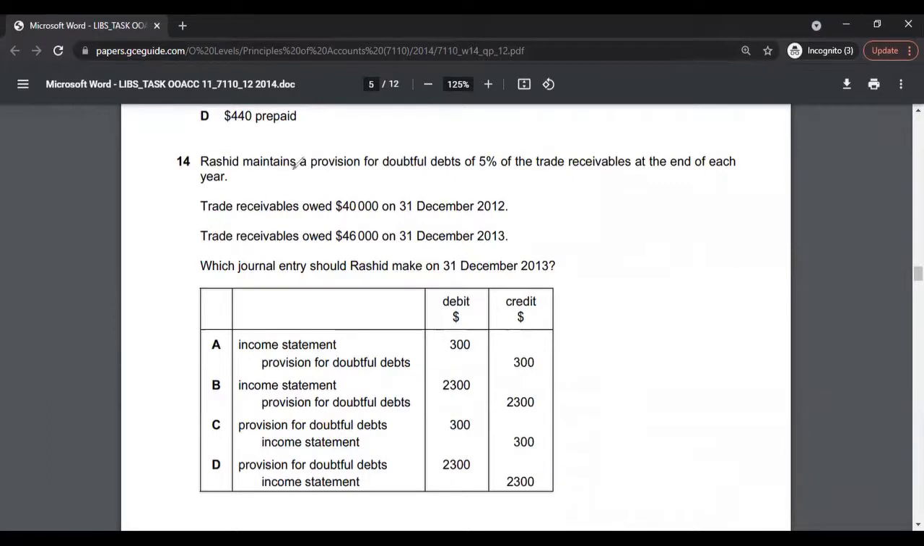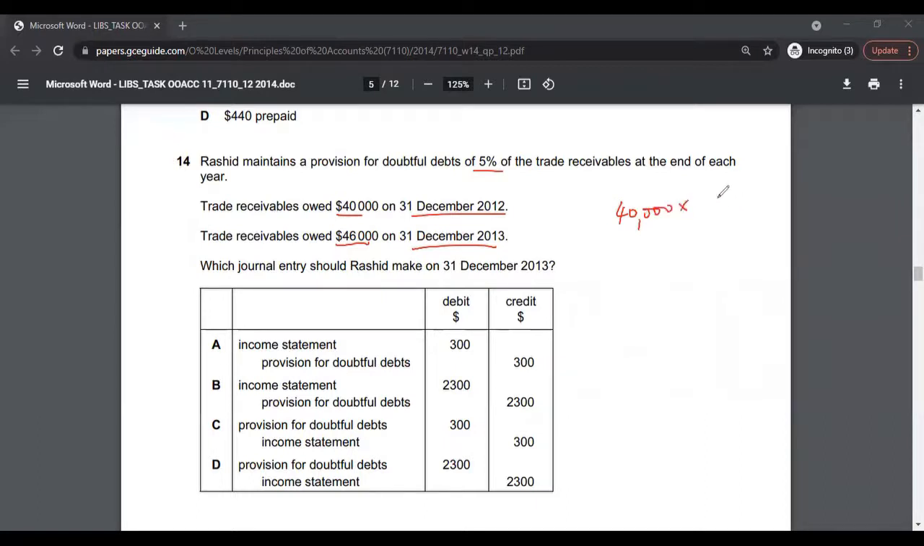Multiple choice 14. Rashid maintains a provision for doubtful debts of 5%. So that's our provision rate for trade receivables at the end of each year. Trade receivables owed 40,000 on 31st December 2012, and then trade receivables owed 46,000 on 31st December 2013. So if you want to calculate the provision for 2012, it would be 40,000 times 5%, and for 2013 it would be 46,000 times 5%. This is 2,000, and 46,000 times 5% is 2,300.